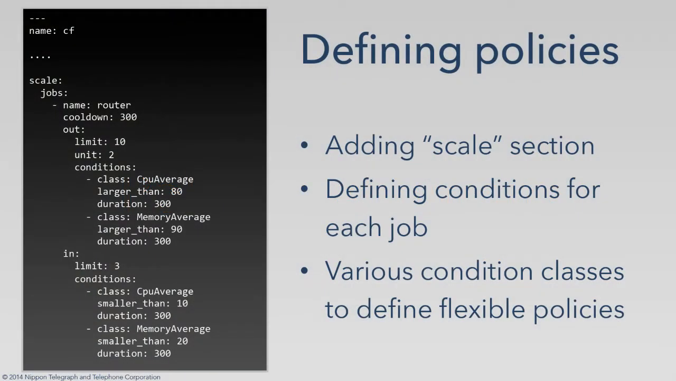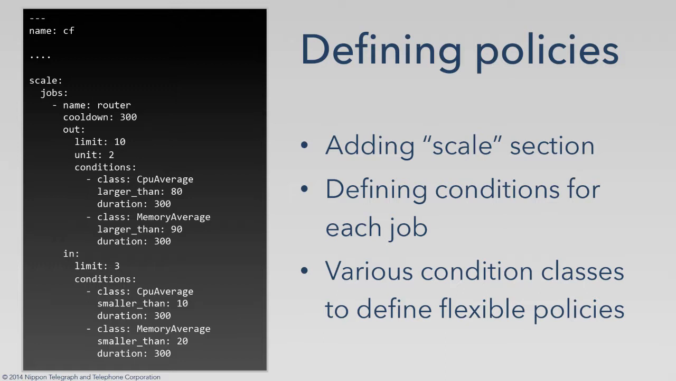Sorry, characters are too small, I think. This is a sample policy for the Cloud Foundry Go router. To define policies, you can simply add a scale section to your deployment manifest. This section will be loaded automatically by the BOSH AutoScaler. You can define the limit of the number of instances and how many instances will be added or removed at a time. And you can also define conditions to trigger scaling.